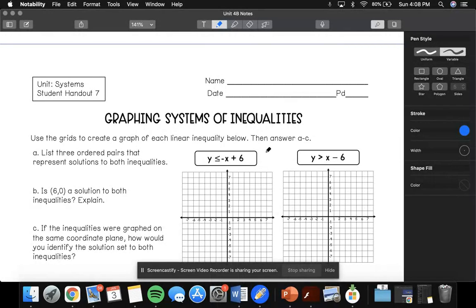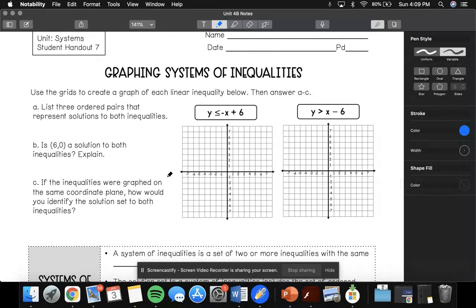When we did systems of equations, we saw where the two lines intersect, and when they were the exact same. That was usually at one point. So now we're going to do inequalities. Inequalities have a bunch of points, so we'll talk about what that means. Use the grids to create a graph for each linear inequality. Then we're going to answer some questions.